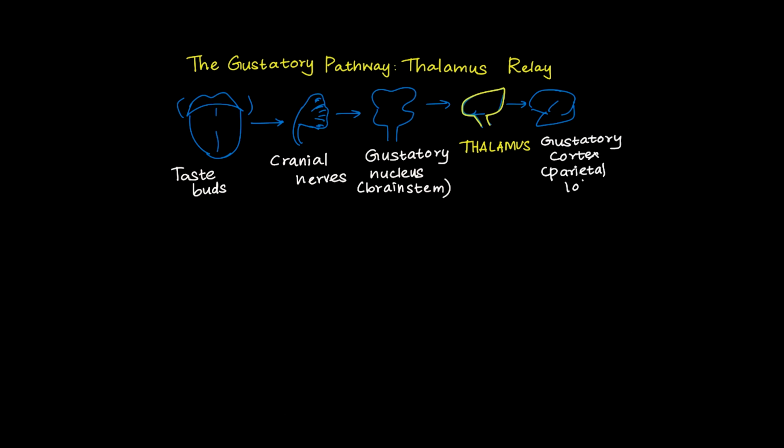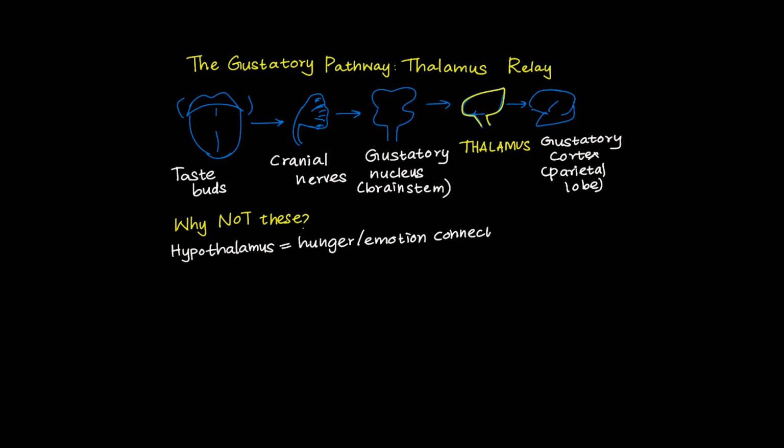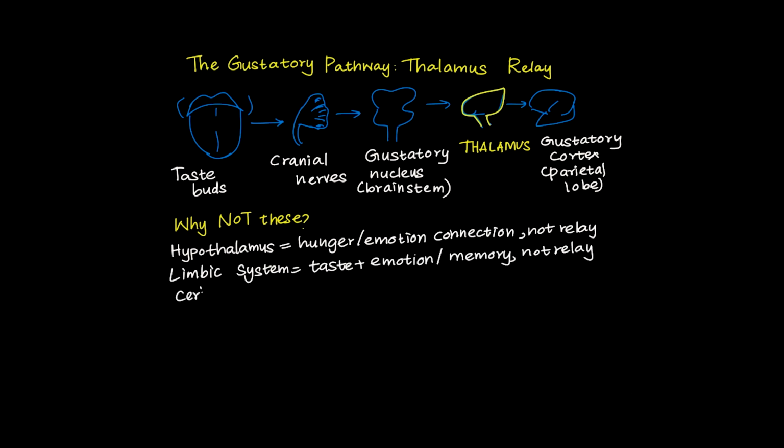Taste is no exception. The hypothalamus sits below the thalamus and connects taste to hunger and emotional states, but it's not the relay that routes signals to the gustatory cortex. The limbic system ties taste to emotions and memories, important for how you feel about food, but not the sensory relay. The cerebellum coordinates movement and balance at the posterior brain. It plays no part in the taste pathway.